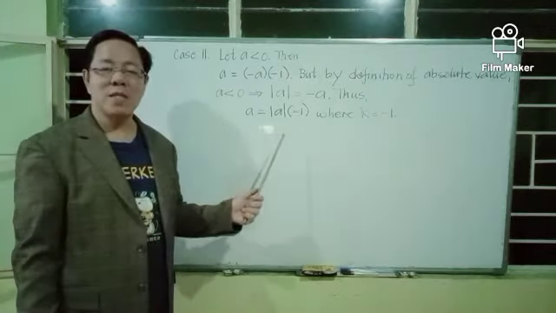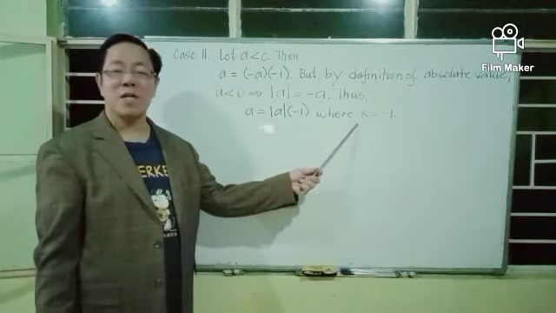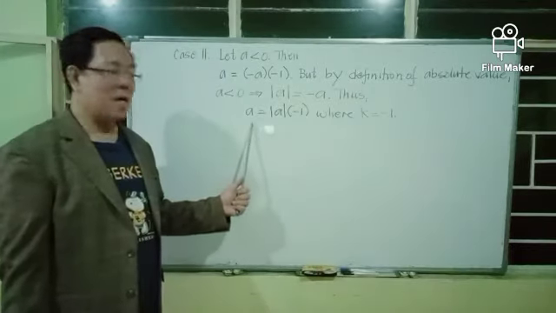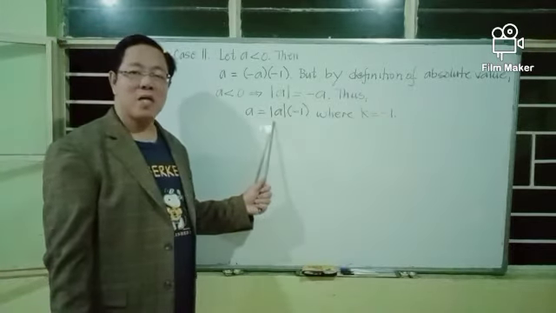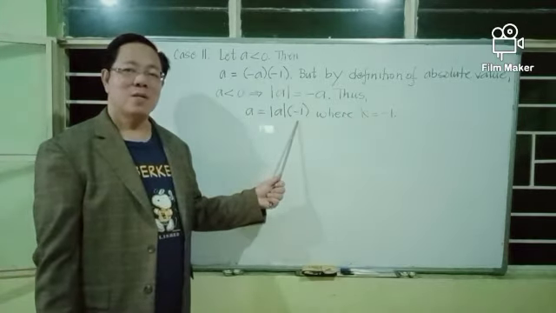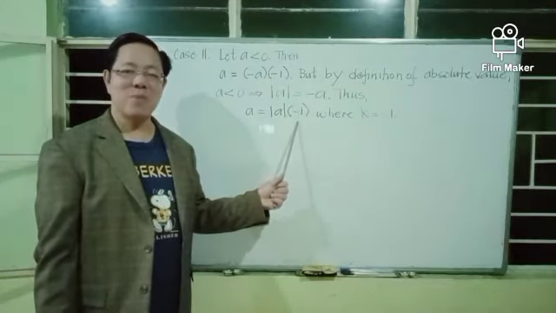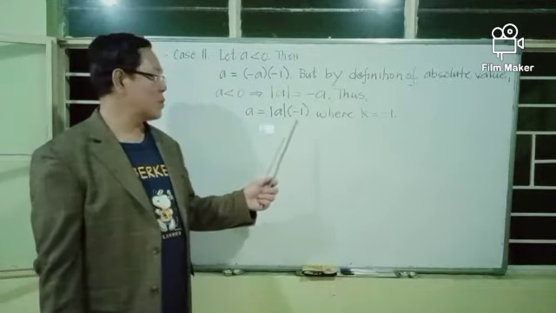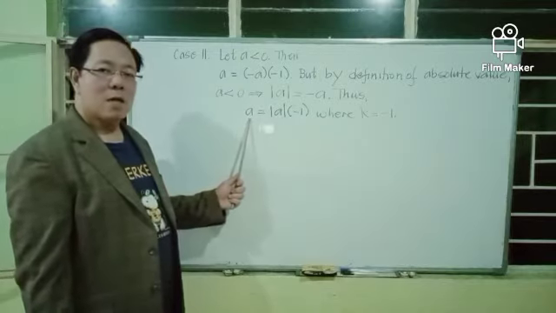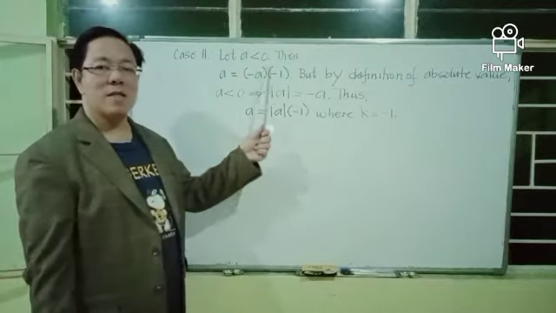We have shown here that there exists an integer k, which is equal to negative 1, such that a is equal to the absolute value of a times k, where k is equal to negative 1. Therefore, we can apply the definition of divisibility, and we conclude that the absolute value of a divides a if a is less than 0.